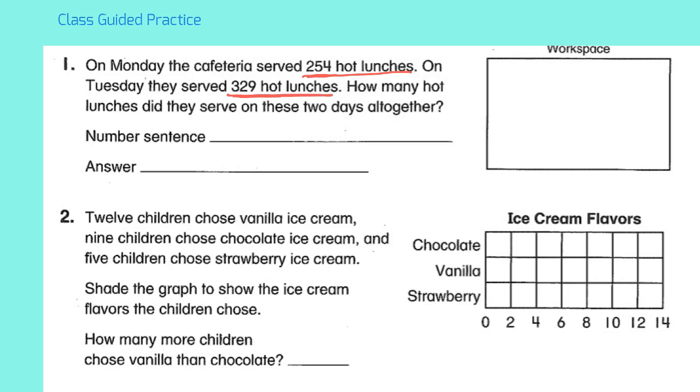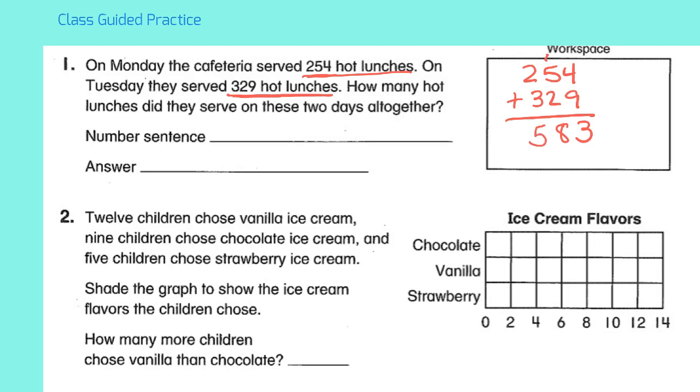workspace to add our 254 hot lunches to our 329. 9 plus 4 is 13. 1 and 5 is 6. 6 plus 2 equals 8. 2 plus 3 equals 5.